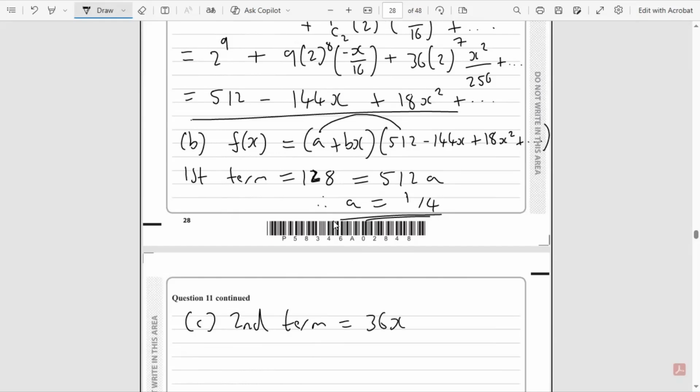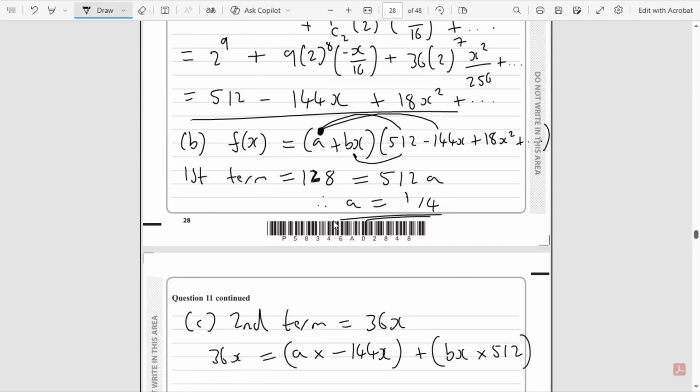Now, with this part, we need to think about how we're going to create 36x by expanding the brackets in the function. So let's start with the a there. If you do a multiplied by minus 144x, then obviously that's going to give you an x term, an x coefficient. So this 36x must be equal to a times minus 144x. Now, there is also another combination. The other combination is if we start with the bx there and times by the constant in the next pair of brackets. So plus this other combination, bx times 512.